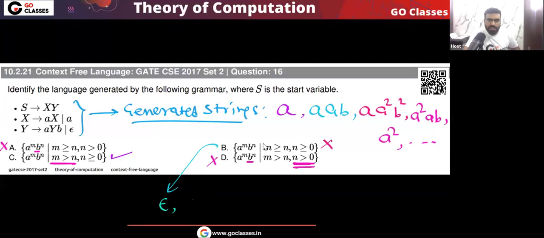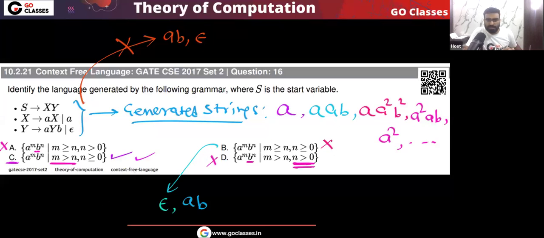You can notice what option B can generate. Because in option B, I have A power M, B power N, where M is greater than equal to N, N is greater than 0. So actually, from this option, you can see that I can generate AB also. But from the given grammar, I cannot generate AB. Yes or no? From here, I cannot generate AB. I cannot generate epsilon. So option B is gone. And finally, your answer will be option C. Did you understand? So this is the method number one.